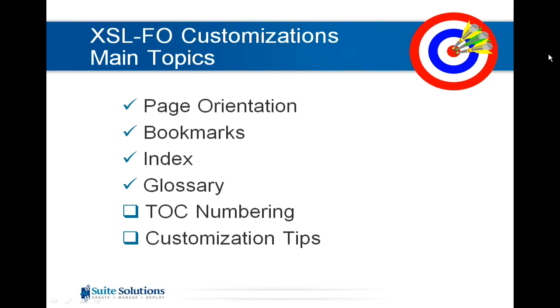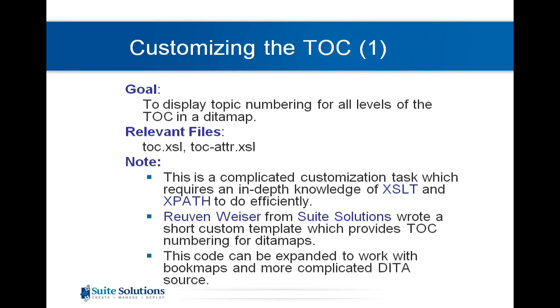Okay, moving forward. So it's last, which means it's pretty complicated also, but we'll see. Okay, the next goal is customizing the TOC. And specifically, we want to display topic numbering for all levels of the TOC in a data map. Again, this is slightly different for a book map. The book map by default has chapter numbering in a TOC, but not subtopic numbering. But since all of our examples were with this data map, I wanted to keep it in a data map.